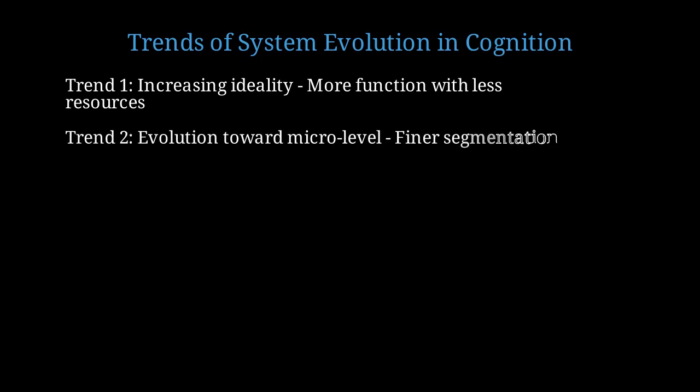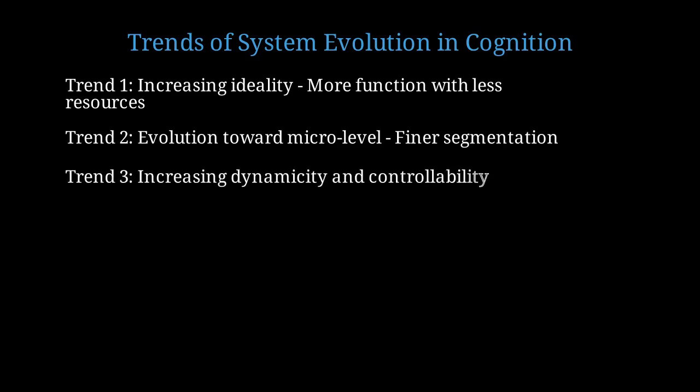Trend 2. Evolution toward the micro level. Systems become more finely segmented. In thinking, this means developing more granular mental models that can represent finer distinctions and relationships. Trend 3. Increasing dynamicity and controllability. Systems become more flexible and responsive. Cognitive systems evolve from rigid thinking patterns to adaptive, context-sensitive mental processes.